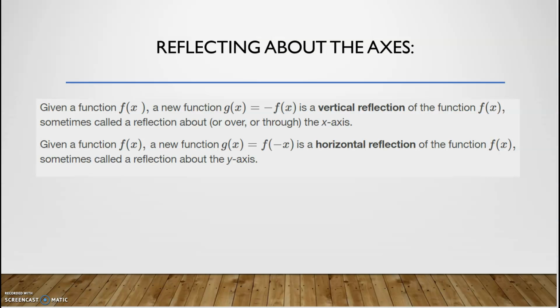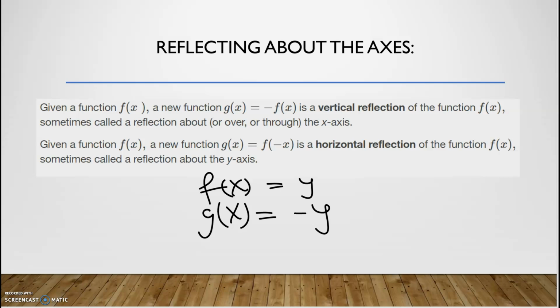Talk about reflecting about the axis. So if you have a function f of x, and then the new function g of x is a negative in front of f of x, that's what we call a vertical reflection of the function f of x. Sometimes it's called a reflection about or over or through the x-axis. Let me show you why. Now notice, remember f of x is a really fancy way of writing y. So you could write g of x is equal to negative y, where f of x was just y. So what happened was all your y values changed their signs.